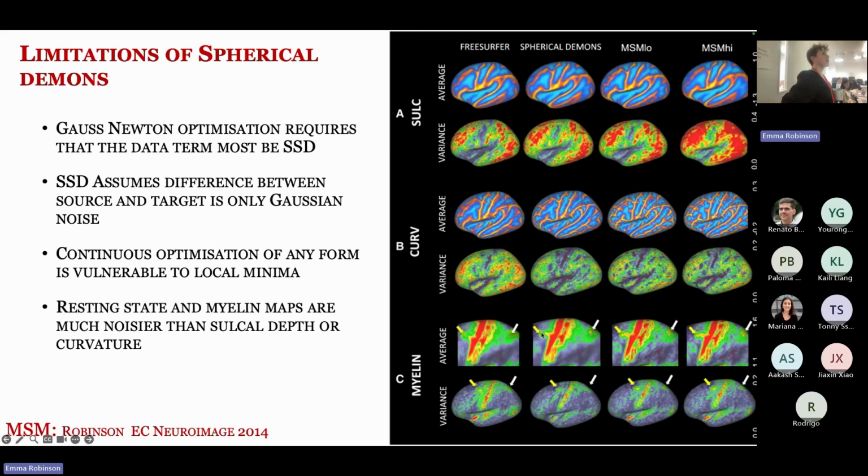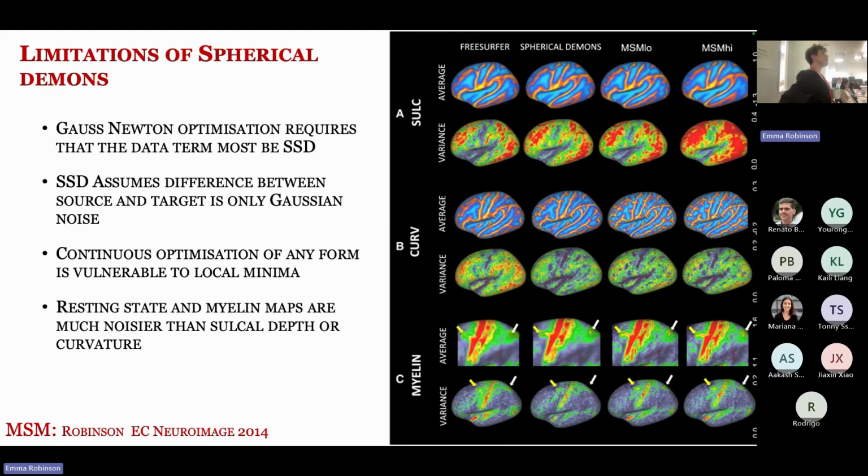So this is looking at the tiny little pockets, I can't remember what they're called, in the myelin. And we spent quite a lot of time obsessing over these. And you can see that MSM is doing a much better job. So fundamentally, continuous optimization was not good for myelin maps and fMRI.